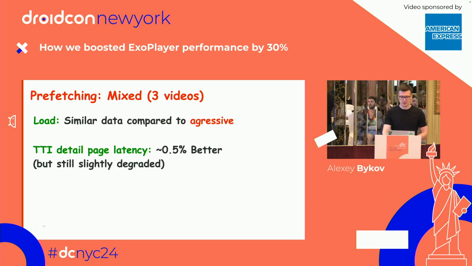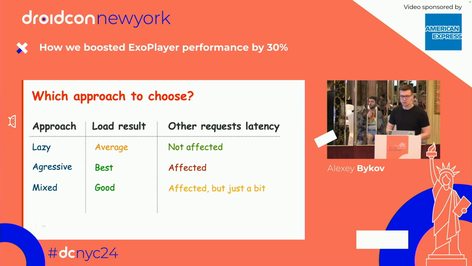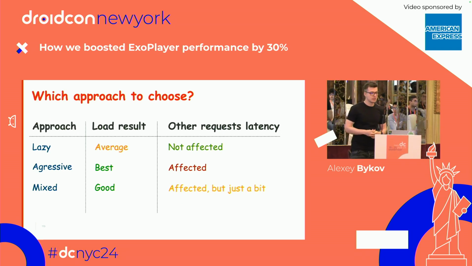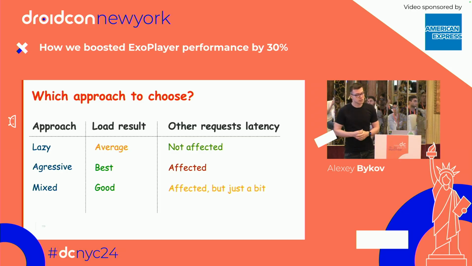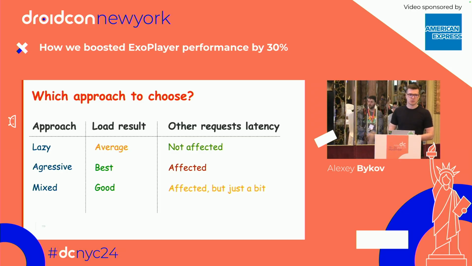Which approach to choose here really depends on your domain and how many requests you have. I would say as a minimum do the lazy one. If you don't have a lot of HTTP requests, the aggressive one is going to work best for you. And if you want to find a good trade-off, always go with a mixed one.